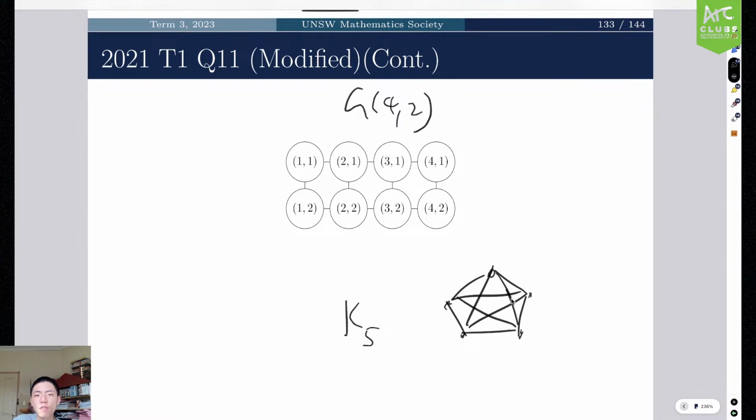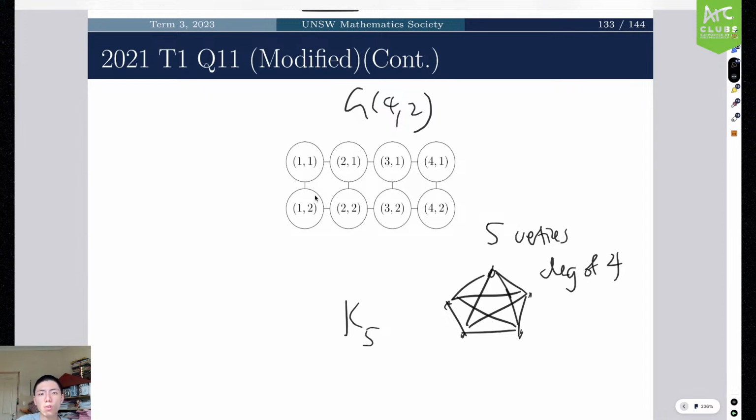A defining feature of K5 is that there are 5 vertices. Since there are 8 here, we only need 5, right? So we just pick the ones that give us the easiest way to make it. And so there are 5 vertices that each have a degree of 4. Every single vertex is connected to every other vertex. So that means that every vertex here has to have a degree of 4, because you can't connect to yourself.